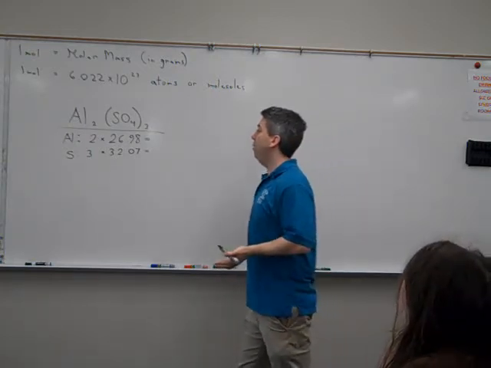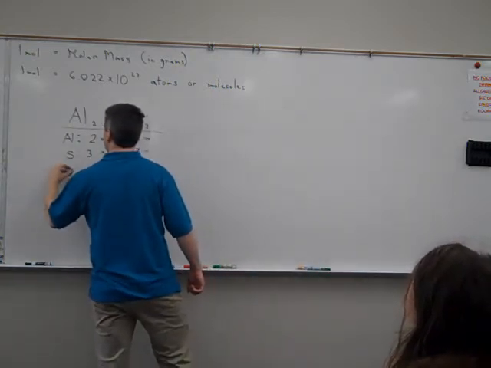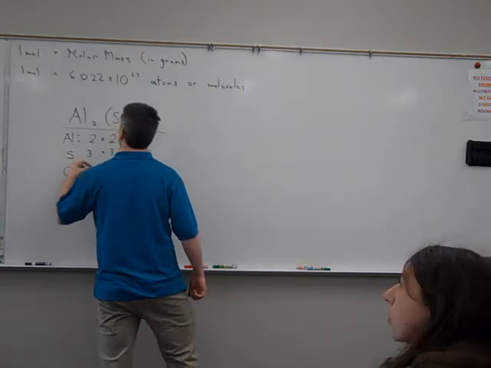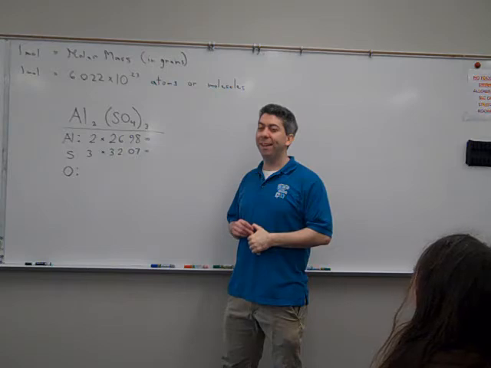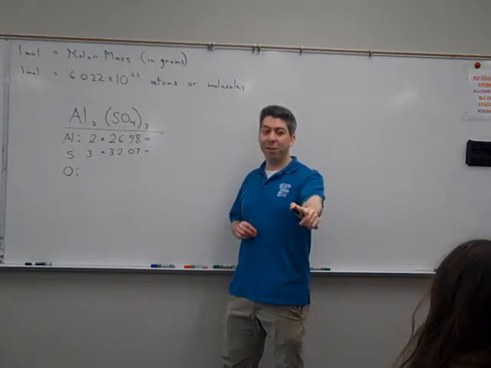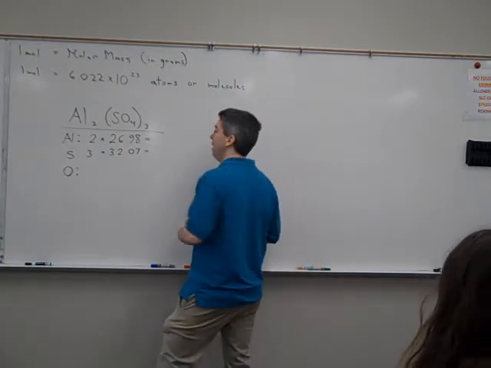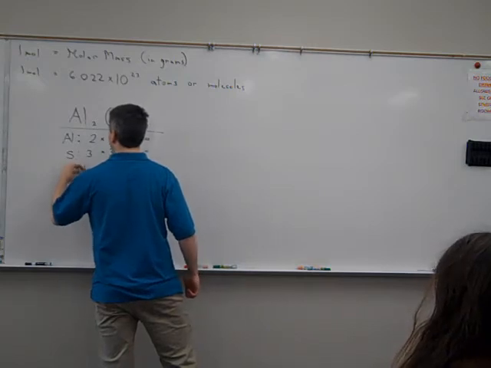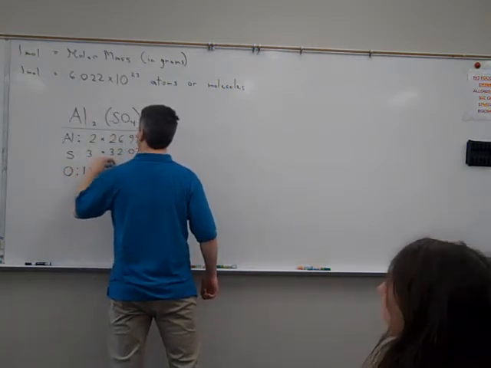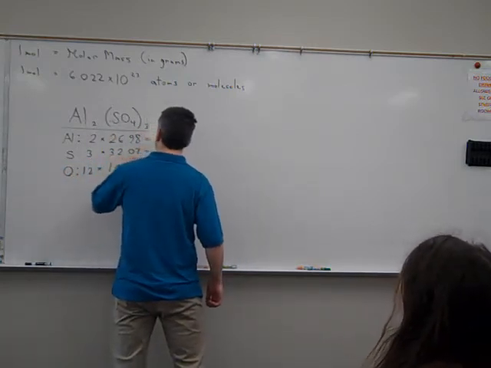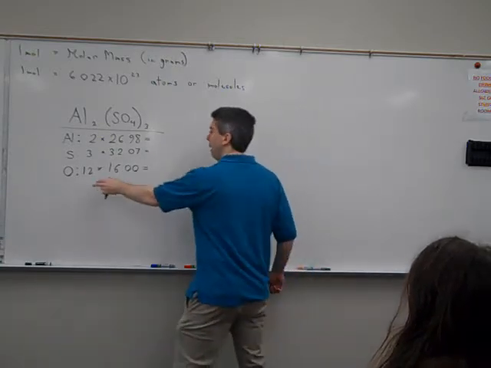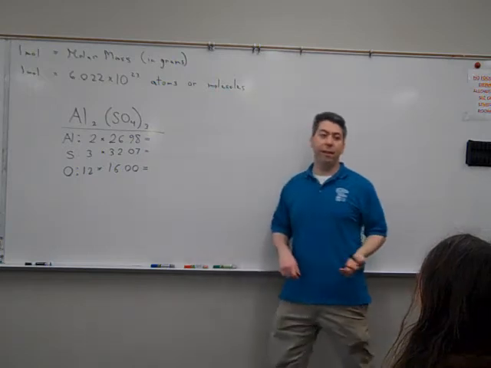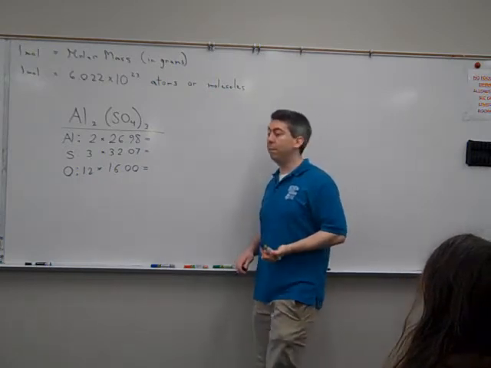And how many oxygens do we have? 12. There you go. I need some confident answers because I can't hear well. So there are 12 oxygens, and each oxygen is 16.00 roughly. And if you look at the periodic table, that's its mass.